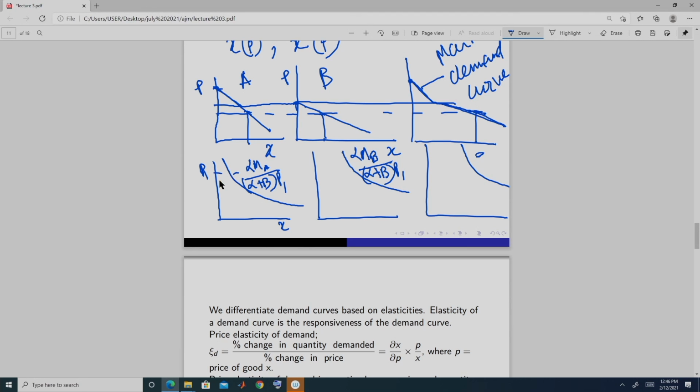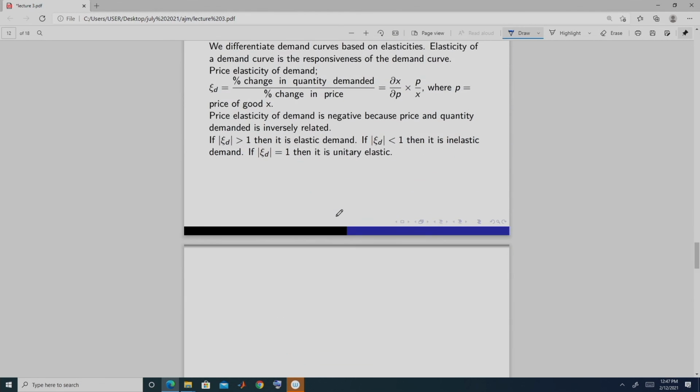For each price we add the quantities. At this price this much is the quantity, and at this same price this much is the quantity, so market demand is this plus this. So this horizontal summation of each individual demand curve gives us the market demand curve. We will need the market demand because the firms are going to face the market demand. Next we come to another topic, and that is elasticity.